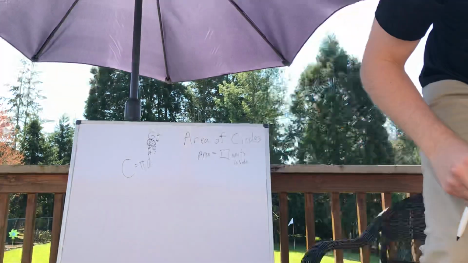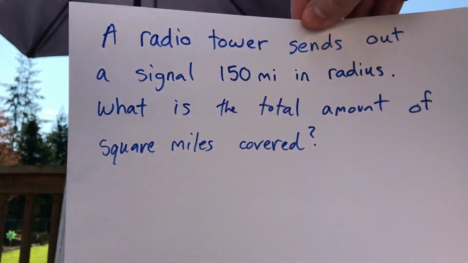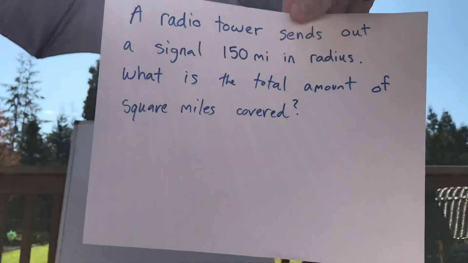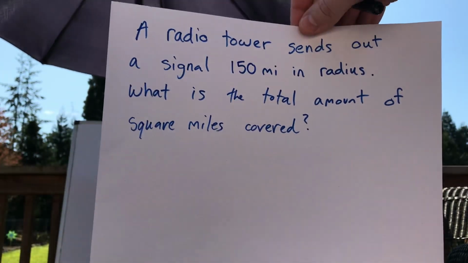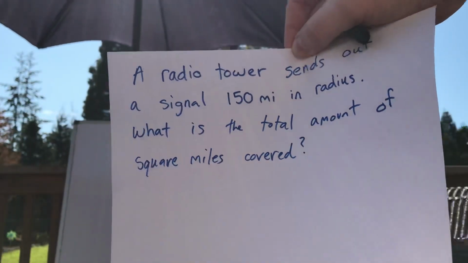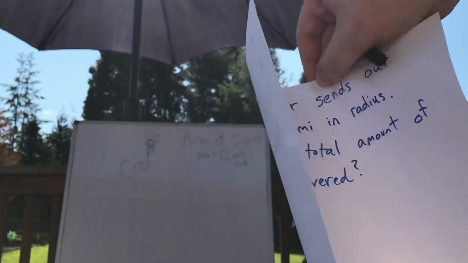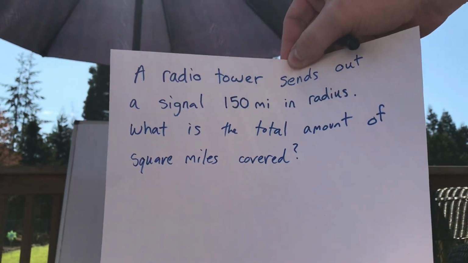All right, here we go. Put this up here again. A radio tower sends out a signal 150 miles in radius. What is the total amount of square miles covered? You need to pause, hit pause. Boom.